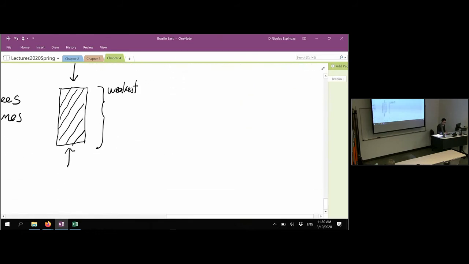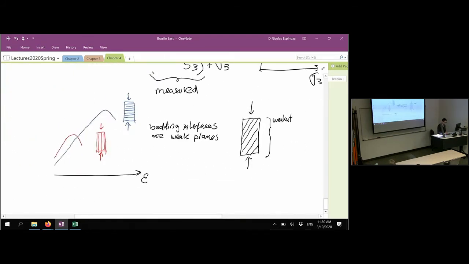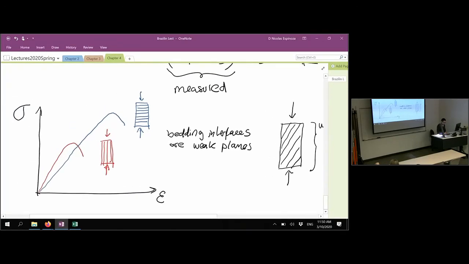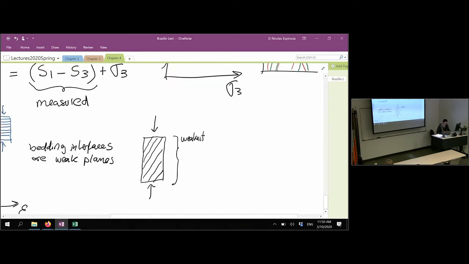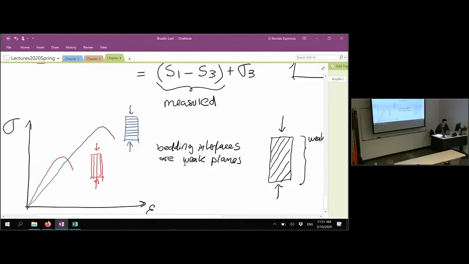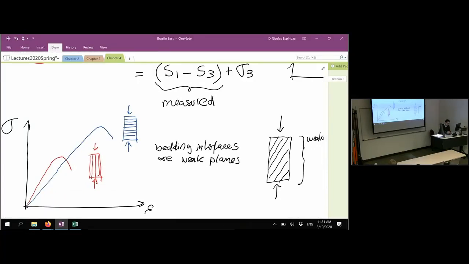Okay, I see something in my notes that probably I forgot here. If you were to do this 45-degree case, and if I were to plot this in this plot, it will probably look something like this. This will be the case with bedding and weak planes at an angle.